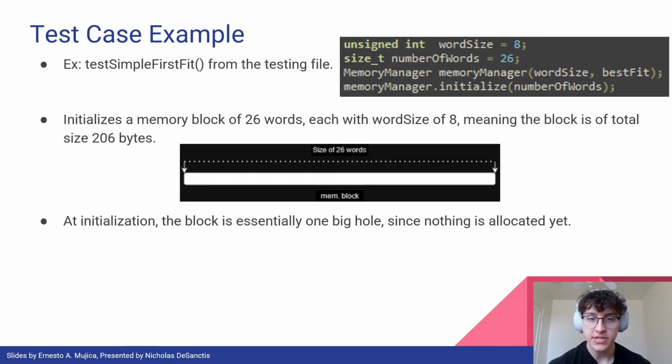So here we're going to instantiate a memory manager object with a word size of 8 and a default allocator of best fit. We then initialize this with 26 words, and so we go and snatch a total of 208 bytes out from the heap to rent out to our users. There's actually a typo in this slide. 26 times 8 is in fact 208. But at initialization, the entire block is available to be allocated, and so we consider the whole thing a hole.